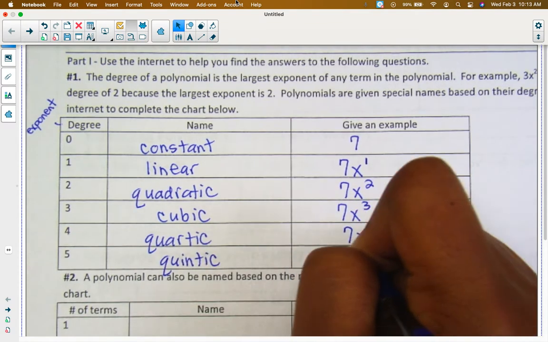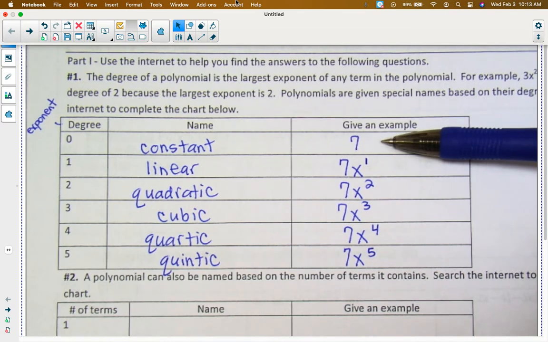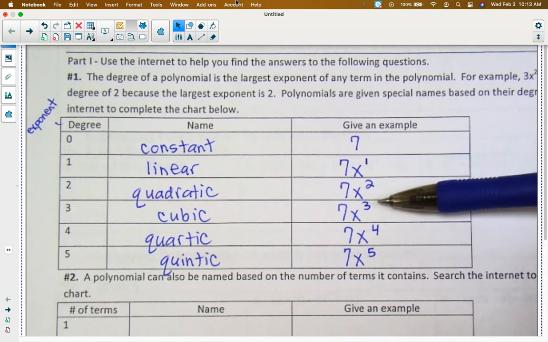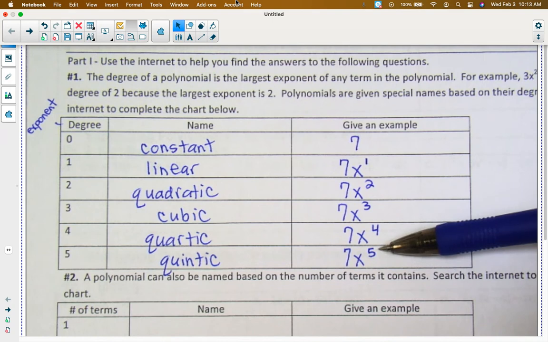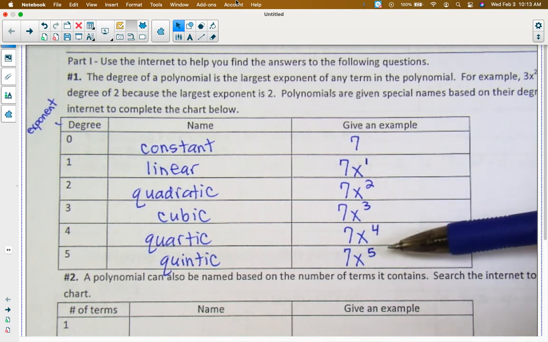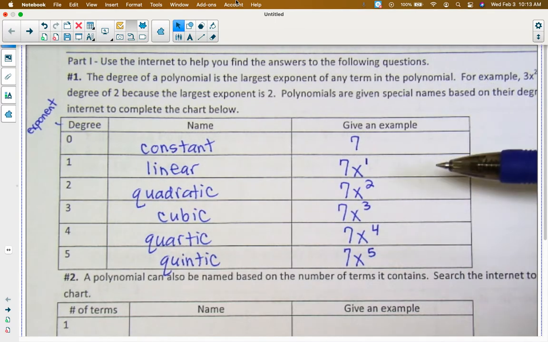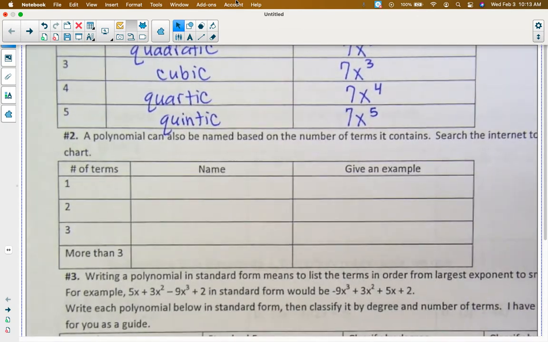And that is the number 5. So if it's just a number without a variable, that's a constant. First power is linear. Second, quadratic. Third, cubic. Fourth, quartic, and 5 is quintic. So these are the names of our terms classified by the degree, which is the highest exponent. Now, there's a whole other different classification that I can also use for polynomials. So we can classify by the degree, and we can also classify by the number of terms.